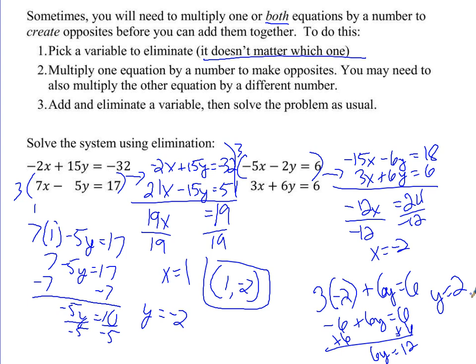Ordered pair is, okay, now check. So what goes in for x? And then 2 for y. So what does this top guy turn into right here? It's positive 10. What does this one turn into? So 10 minus 4. Is that a true statement?